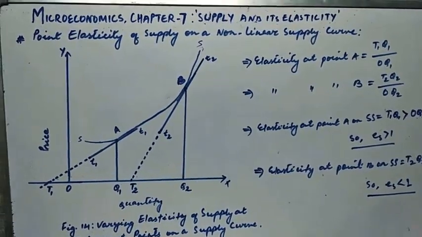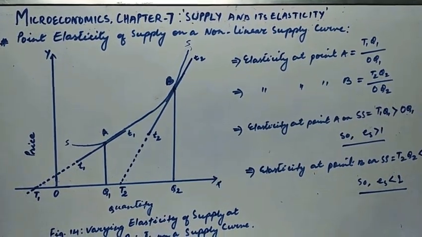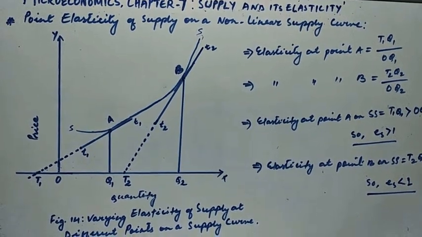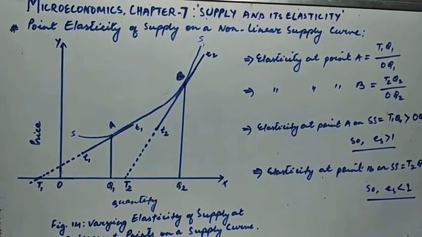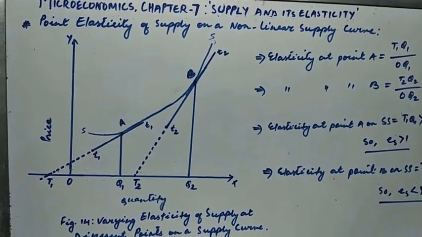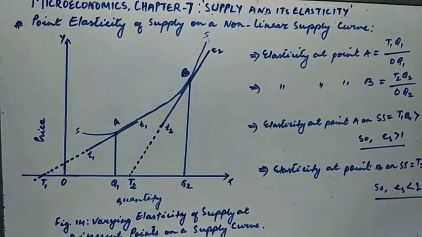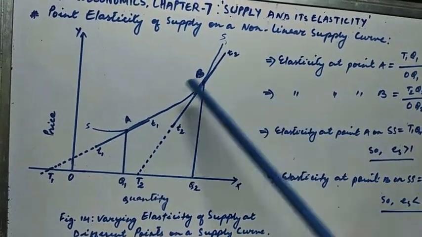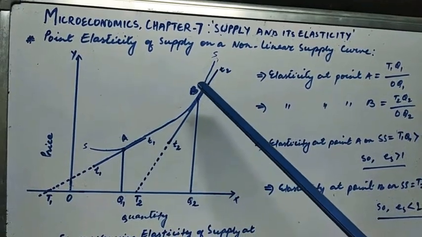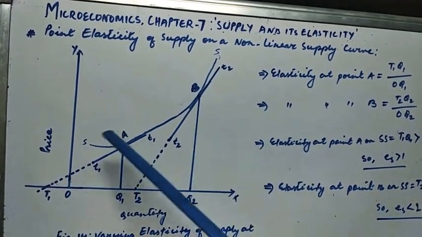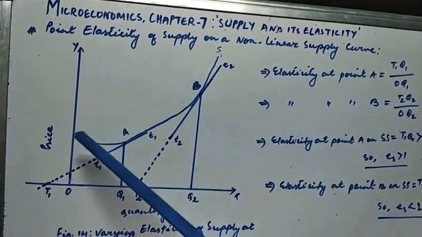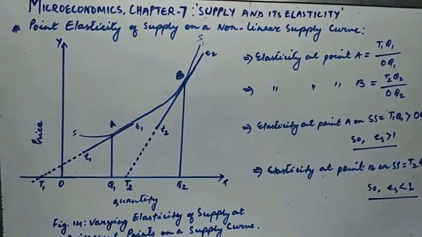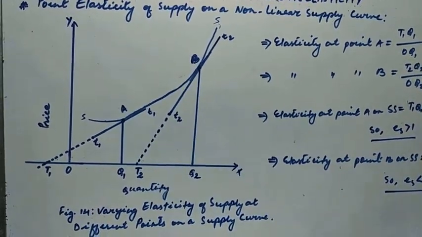So we have just explained the elasticity of supply on a linear, or straight line, supply curve. But how do we measure the point elasticity of supply on a non-linear supply curve, say the curve SS? So how do we measure this price elasticity at a point on a supply curve such as SS in figure 14? We will use the same principle as we have derived above.